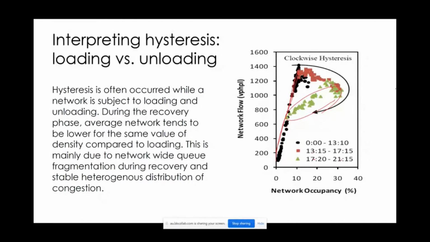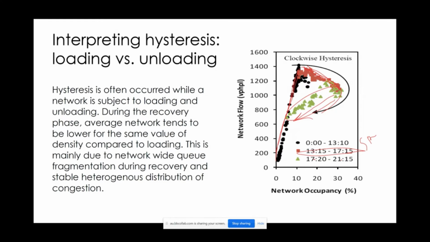Then in the afternoon, things become much more congested. So these red dots represent the afternoon peak period in this specific network. Until 5 p.m., things are becoming very, very congested. And then from 5 p.m. to 9 p.m., when things are recovering in the network, it comes down this way.